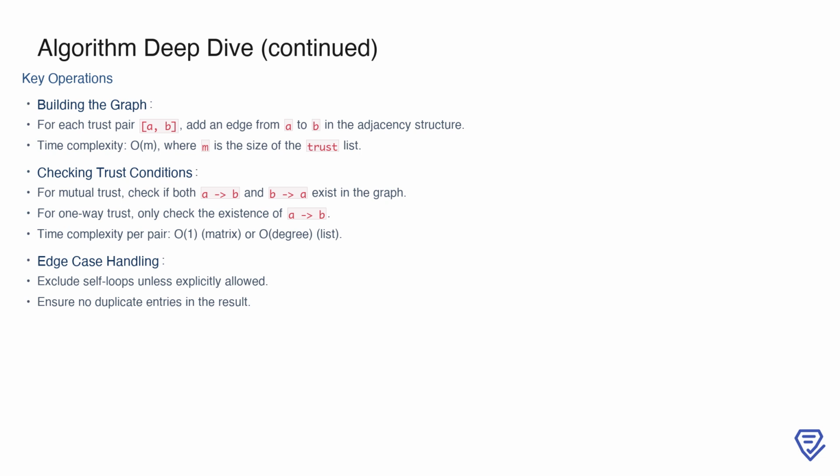The time complexity for these checks depends on the data structure: O(1) for an adjacency matrix and O(degree) for an adjacency list. Finally, we handle edge cases, such as excluding self-loops unless explicitly allowed and ensuring no duplicate entries in the result, to ensure the solution is both accurate and complete.